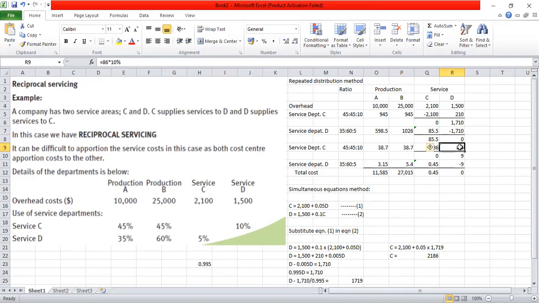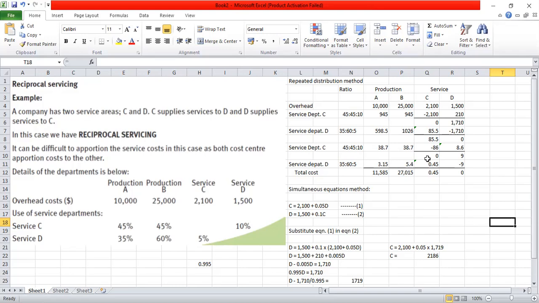So D earlier became 0. Now it has received 8.6. Take 8.6 and then charge it to roughly 9. Take that and charge it to A in the ratio of 35 is to 60 is to 5%. So we repeatedly take this up until one department becomes 0, and the other department is also almost close to 0. So we can just simply ignore that.